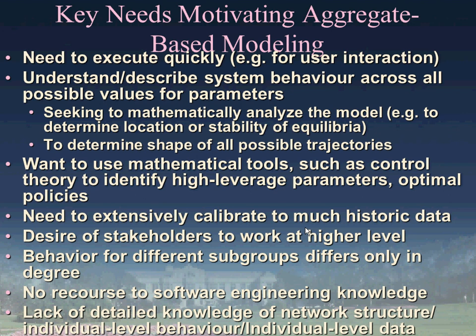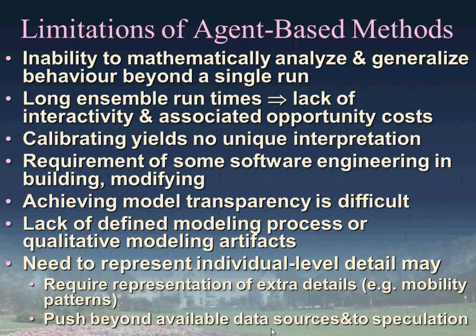If we want to extensively calibrate to a lot of historical data, it may be much faster to do, at least with an aggregate model. If some stakeholders want to work at an aggregate level, they're much more comfortable because that's the amount of detail that they know about the system. If different subgroups have differences that are merely ones of degree, and we can represent them by the average of them, or what have you. If you don't have recourse to any sort of software engineering knowledge, any sort of familiarity with coding, for example, in a programming language, or if you have a lack of detailed knowledge of many individual level behaviors, you may be speculating a lot in an individual-based model in a way you wouldn't have to with an aggregate model. What are some limitations of agent-based models?